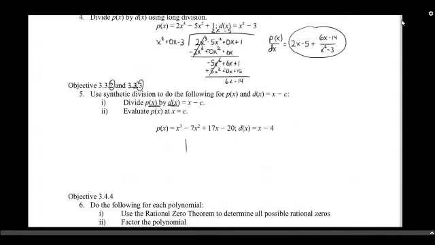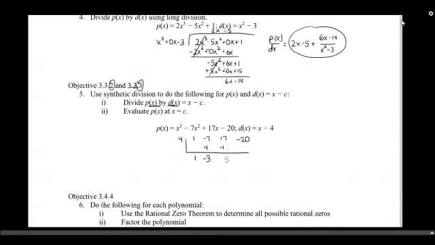So synthetic division algorithm, we're only looking at the coefficients. So there's a 1, a negative 7, a 17, and a negative 20 there. So 1, negative 7, 17, negative 20, and then you synthetically divide by the 0 of your divisor. So that would be positive 4. The 1 drops down. And then these on the outside multiply. These add. Those multiply. These add.